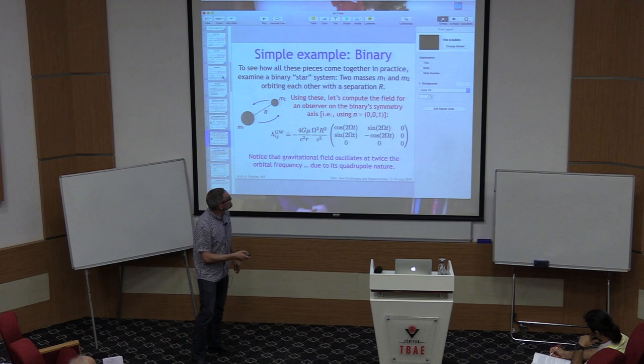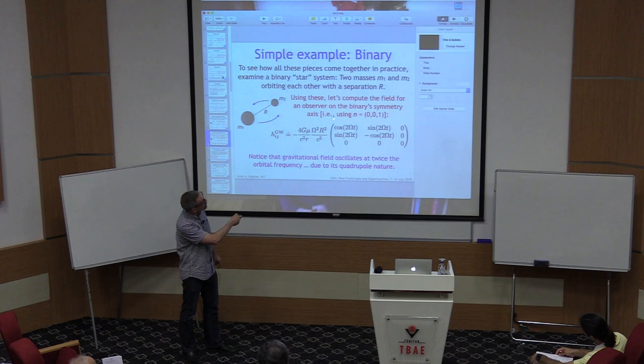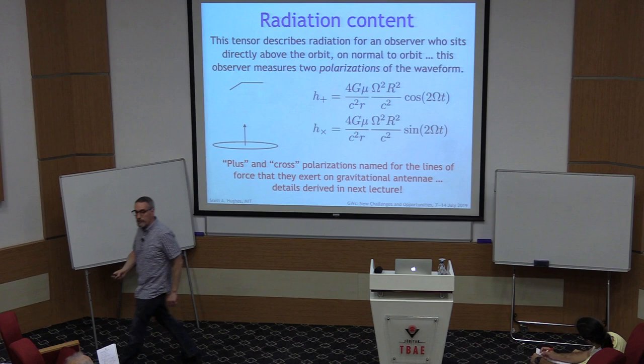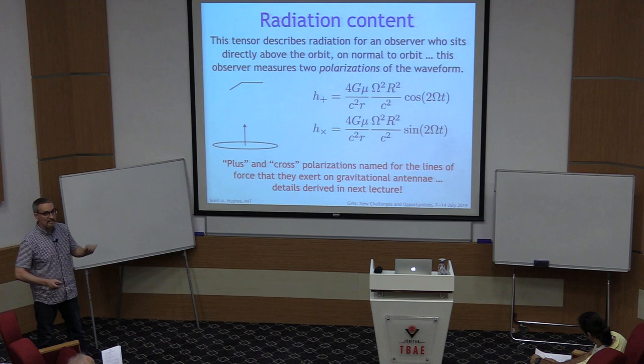four components, but two of them are trivially related to one another. There are two that are unique. These correspond to different polarization states. And in fact, when one analyzes, and I will do this in my third lecture, the way these two polarization states interact with the detector, you find they have independent effects.